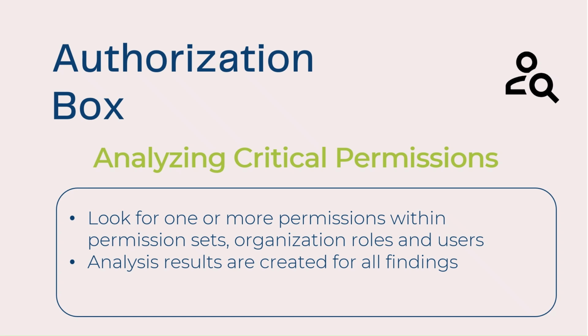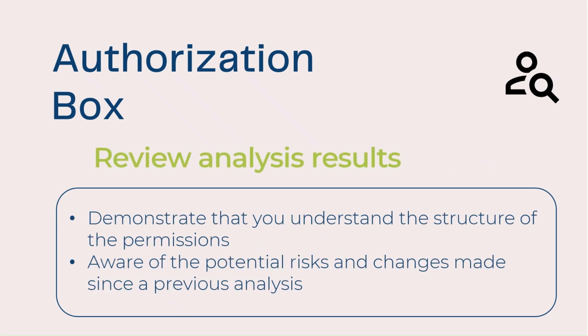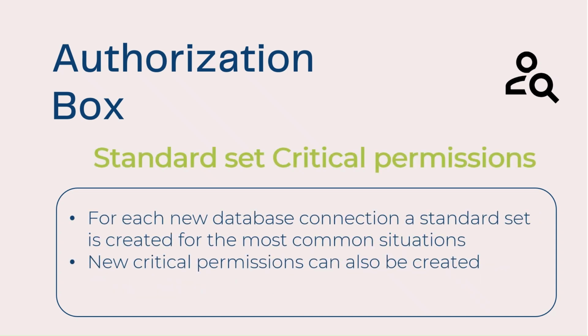Analysis results are created for all findings. You can review these analysis results to demonstrate that you understand the structure of the permissions and that you are aware of the potential risks and changes that have been made since a previous analysis. For each new database connection, a standard set of critical permissions is created. These critical permissions align with the most common situations, but if necessary, new critical permissions can also be created.